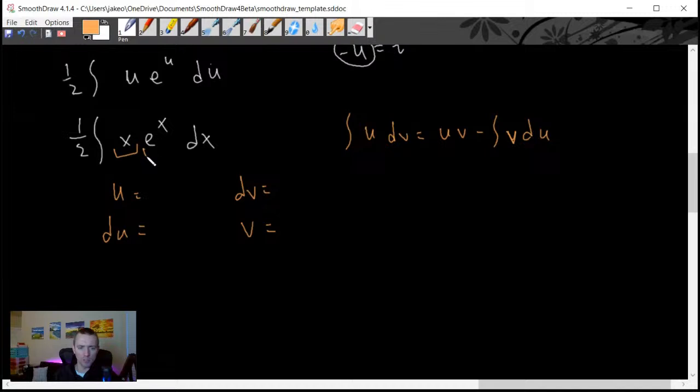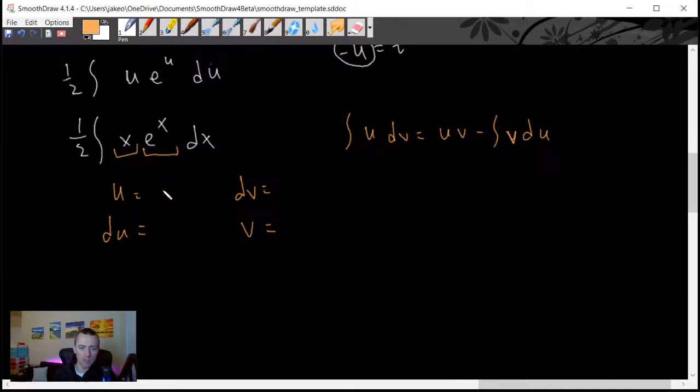Looking at our two options here, x and e to the x, e to the x is not going to be better or worse because e to the x is a function where the derivative and the integral is exactly the same. Kind of similar to the trig functions where they're the same but differing by a constant, except e to the x is actually exactly the same. If we take the derivative of e to the x, it's e to the x. If we take the antiderivative of e to the x, it's still just e to the x. So this one makes no difference at all.